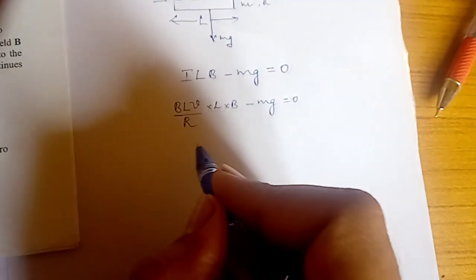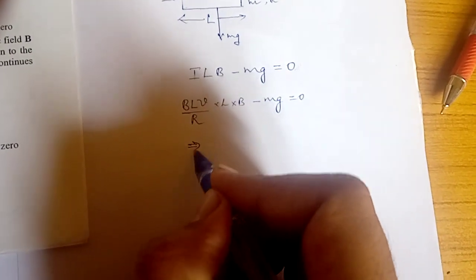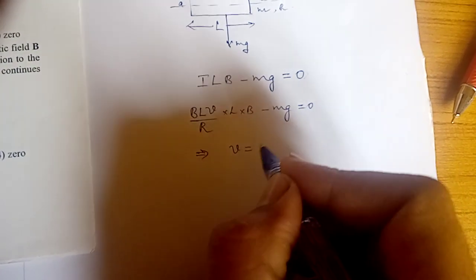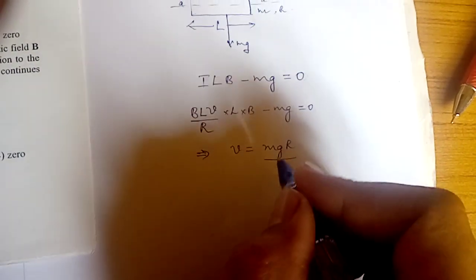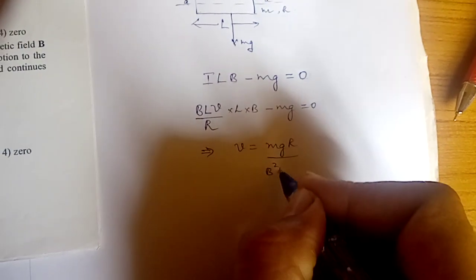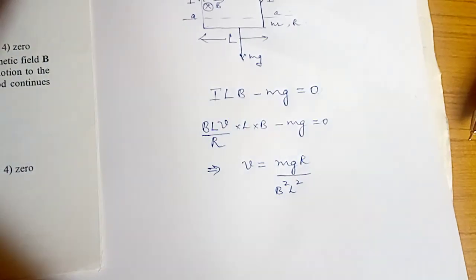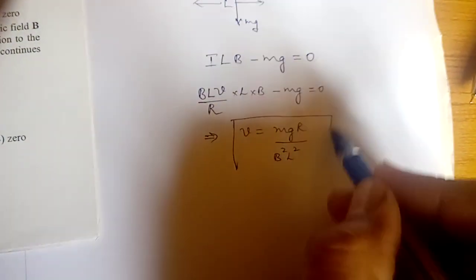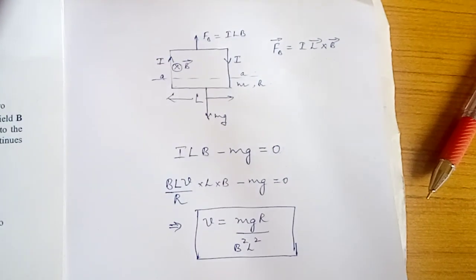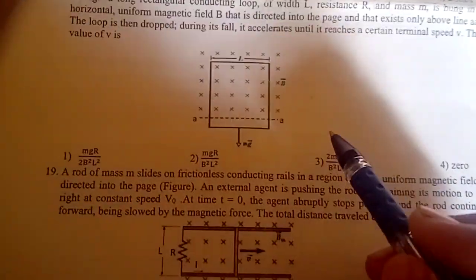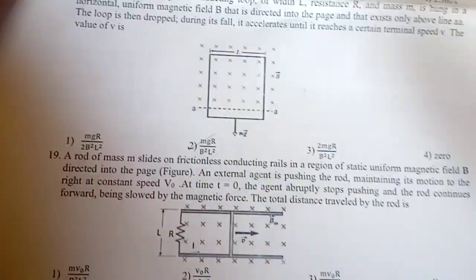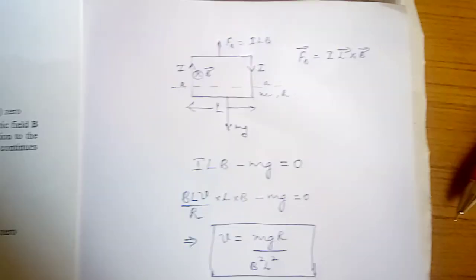Now if you simplify, you will get v equal to m g R upon B square L square. So this is the terminal speed, the maximum speed reached by the loop. Therefore the correct option here is option 2. Thank you.